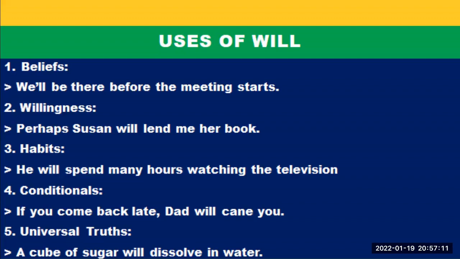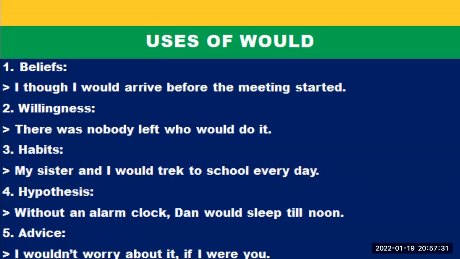All right? Then another function is in talking about universal truths, something that is true all the time. For example, a cube of sugar will dissolve in water. Now, let's talk about the uses of would. Talking about the uses of will, we will still look at other uses. All right? But let's talk about some of the uses of would.